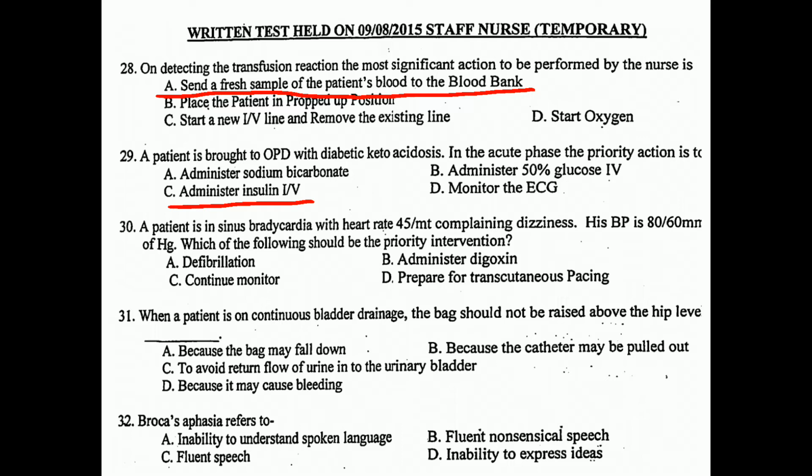Question number 30. A patient is in sinus bradycardia with a heart rate of 45 beats per minute, complaining of dizziness. His BP is 80/60. Which of the following should be the priority intervention? Options are option A, defibrillation. Option B, administer. Option C, continue monitoring. Option D, prepare for transcutaneous pacing. The correct answer is option D, that is prepare for transcutaneous pacing.